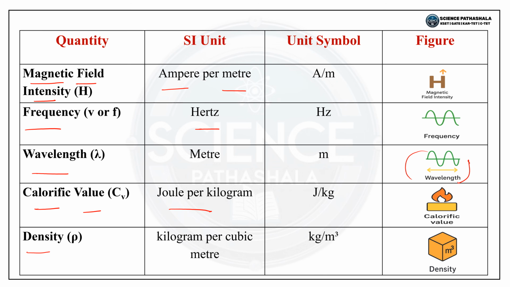The next is density. It is represented by the symbol rho. It is the mass of a substance per unit volume. The SI unit of density is kilogram per cubic meter.